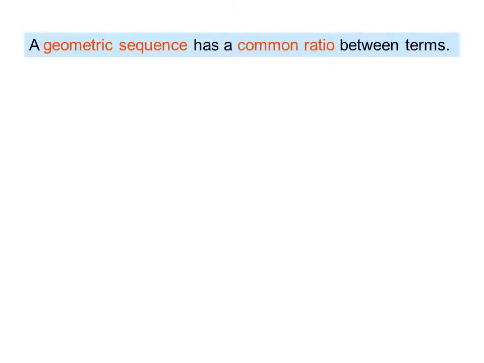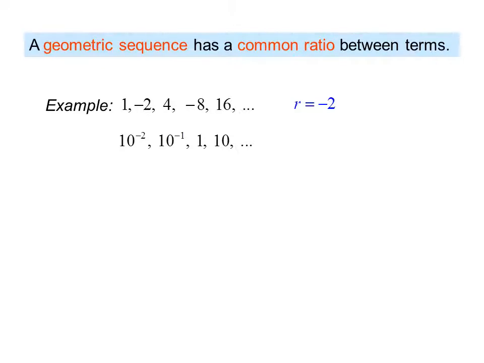A geometric sequence has a common ratio between terms. For example, 1, -2, 4, -8, 16. To get the next term, we're multiplying by -2 each time, so r equals -2. Another example: 10 to the -2, 10 to the -1, 1, 10. The common ratio is 10 to the -1 divided by 10 to the -2, or 10. 10 is the ratio that we multiply each term by to get the next one.